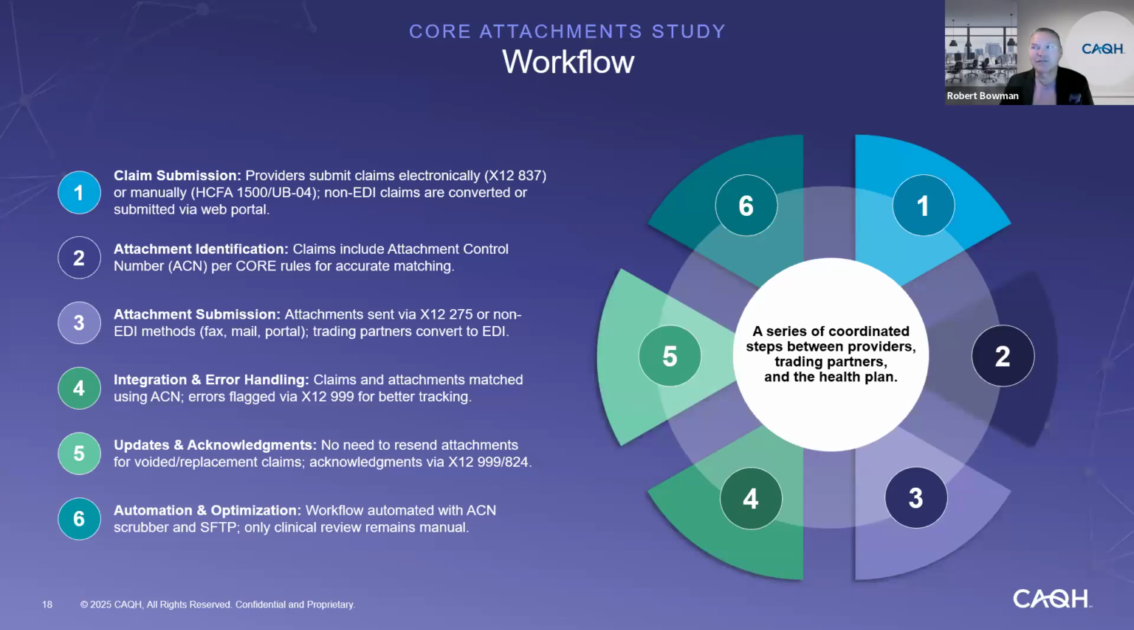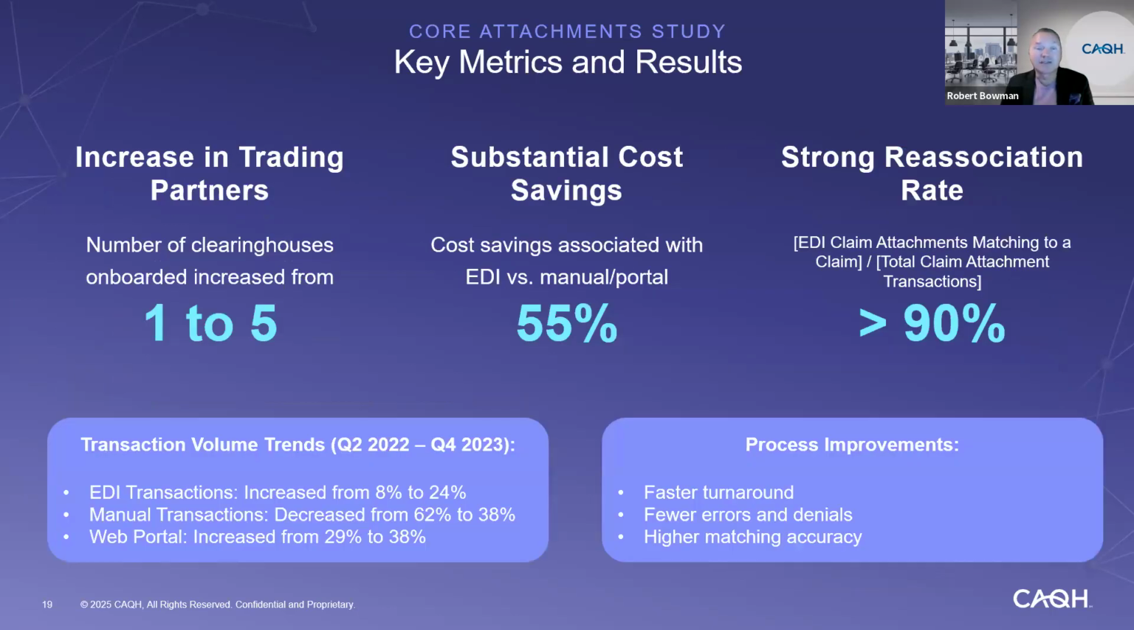I think, not surprisingly, there were some key metrics and results that were really important in the study. On the next slide, you'll see that during the time of the study, which was from the second quarter of 2022 through the fourth quarter of 2023, they were able to increase from one trading partner to five. They were able to bring on different trading partners like clearinghouses and larger organizations that submit these transactions on behalf of the providers. So it expanded their footprint for their providers, so more and more providers could submit.